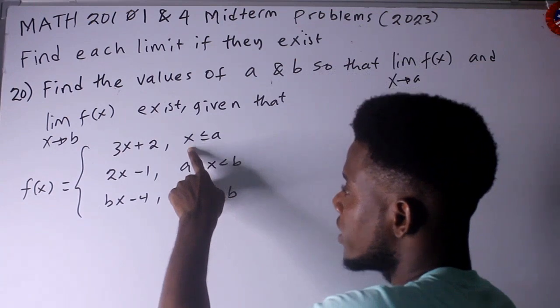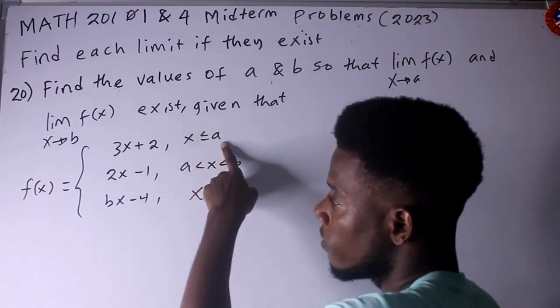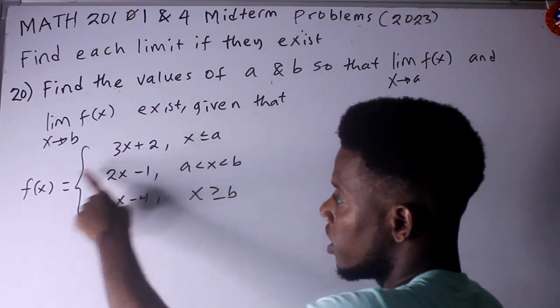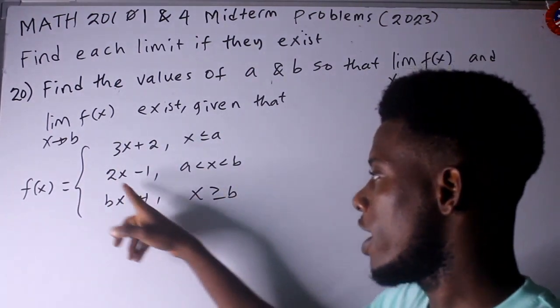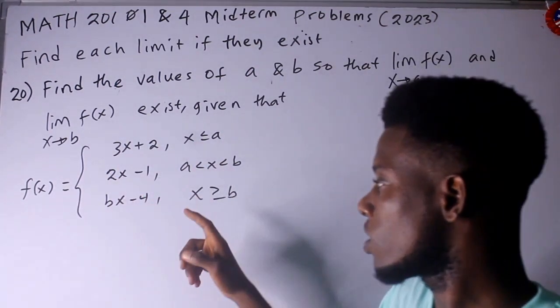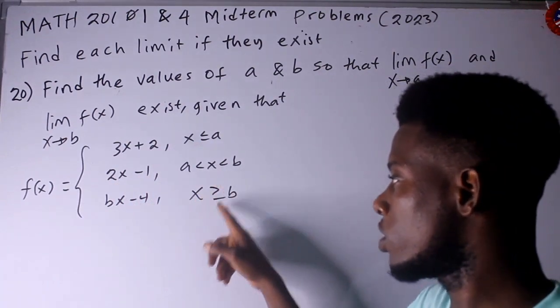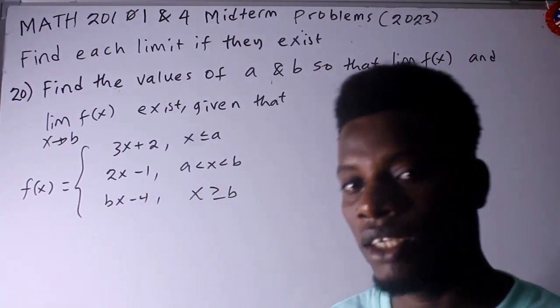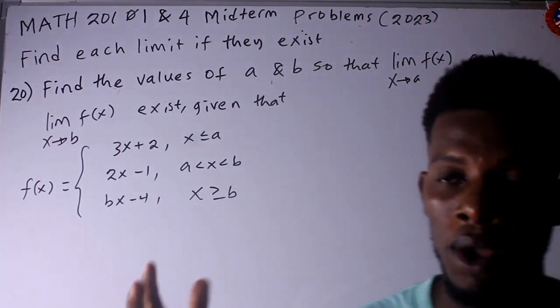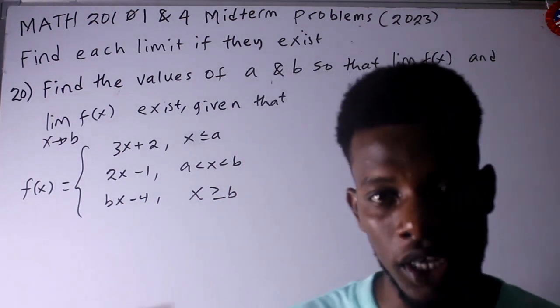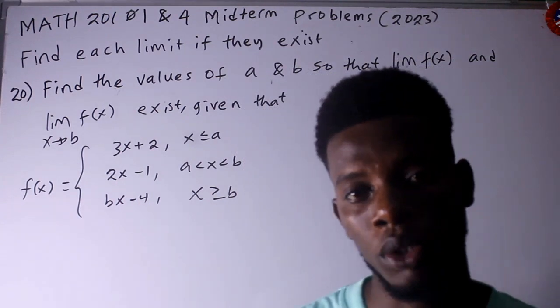For x less than or equal to a, f of x is 3x plus 2. For x between a and b, f of x is 2x minus 1. And for x greater than or equal to b, f of x is bx minus 4. So take your own time, grab a bottle of cold water and sit as I drill you through the process.